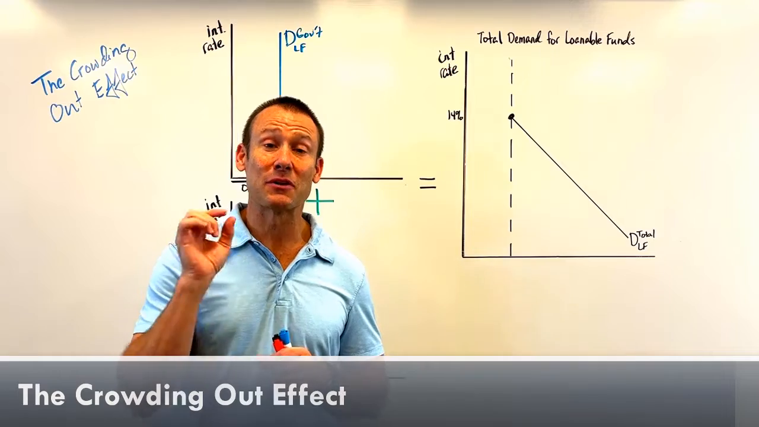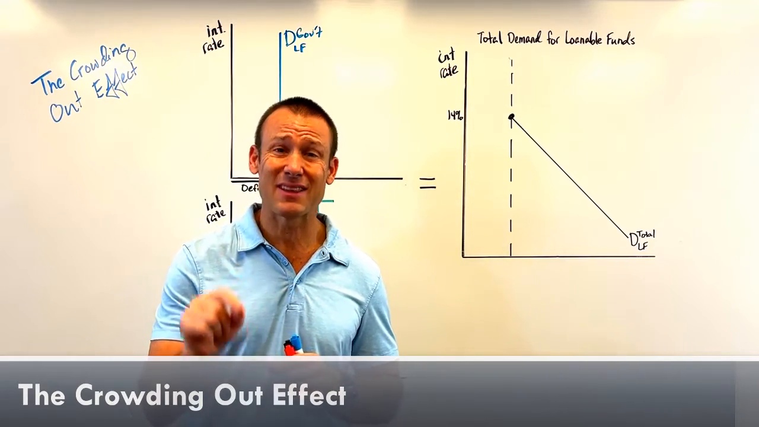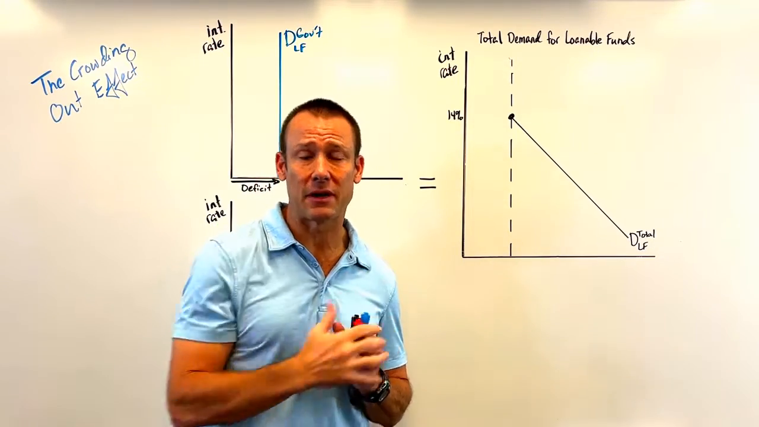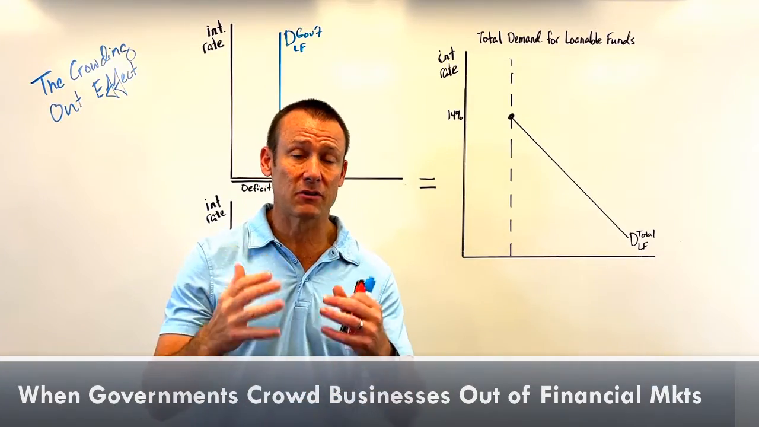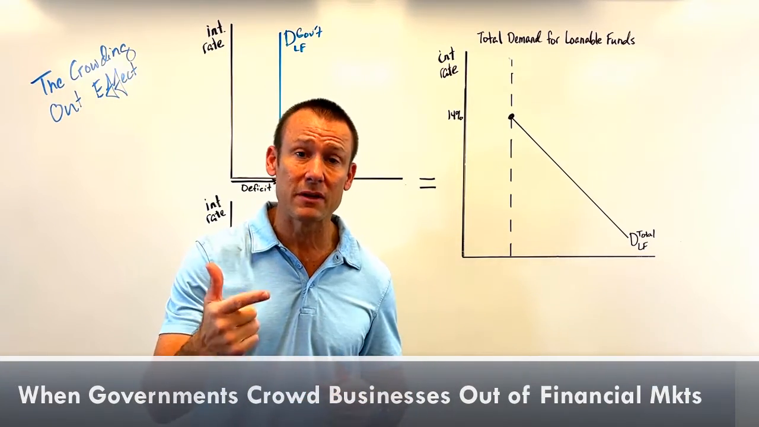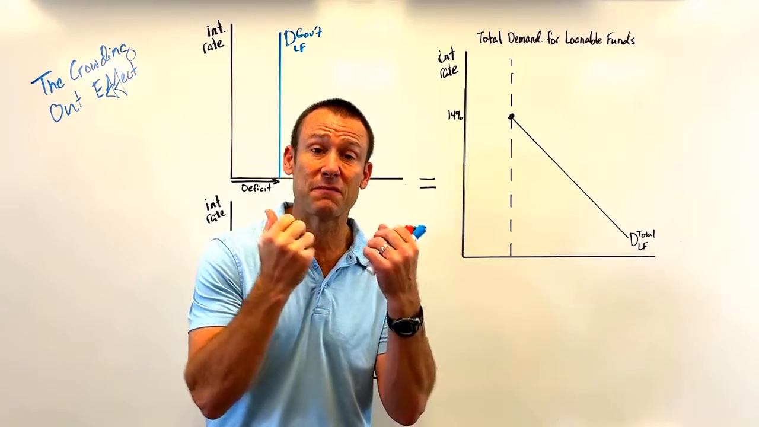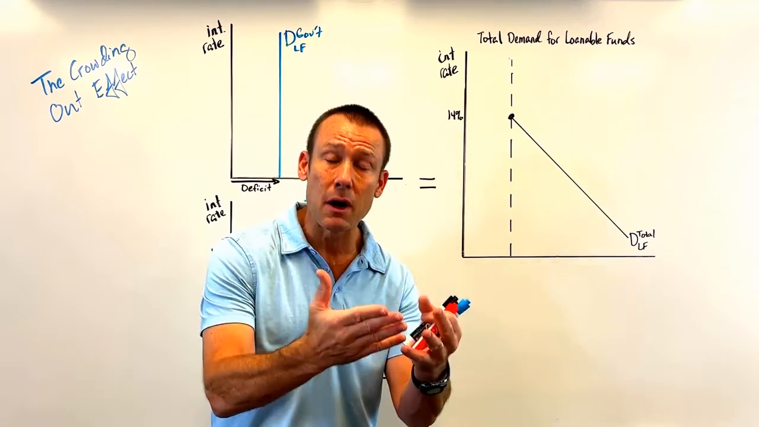Hey guys, in this video we're talking about the crowding out effect. Now what is the crowding out effect? That's when governments crowd businesses out of the financial market. Now what we mean by that, guys, is governments often run deficits, and when they run deficits, they have to go to the financial market and finance those deficits. They have to get money for those deficits.